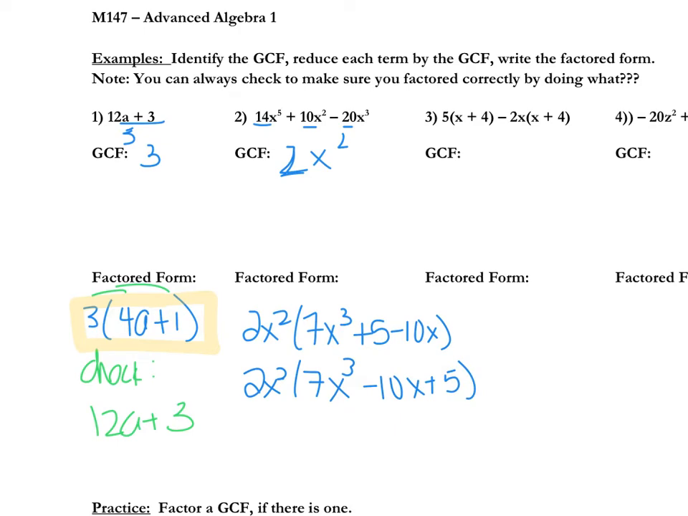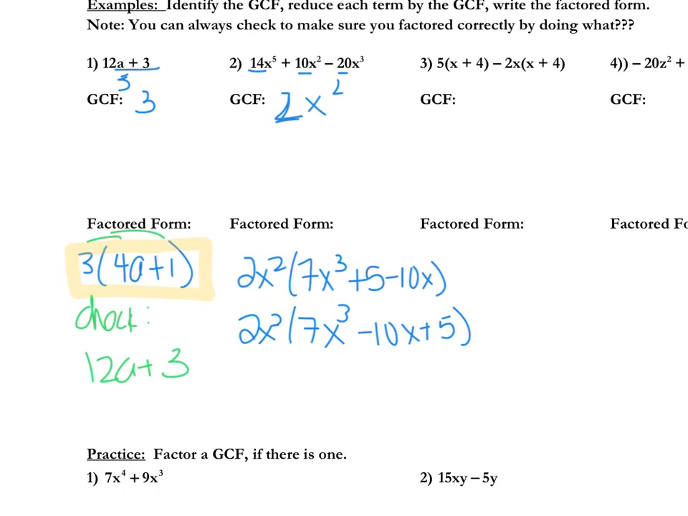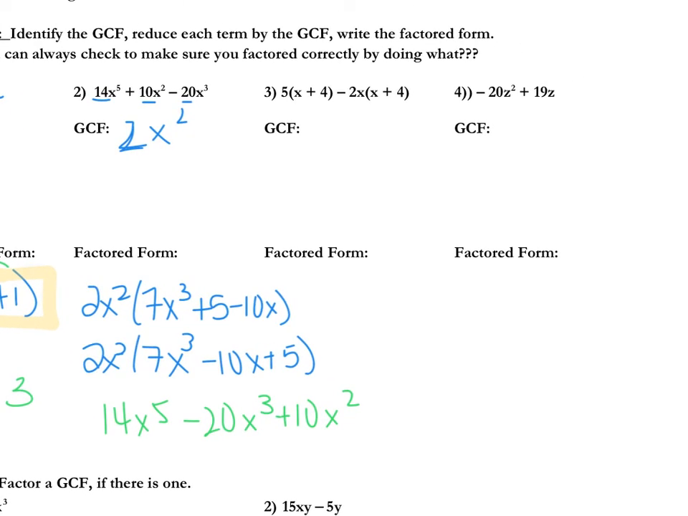And then we can check our work by distributing that back through. So 14x to the 5th minus 20x to the 3rd plus 10x squared. I did my work correctly. Okay. All right, let's do one more. So if we take a look at number 3, the GCF of the coefficients, there isn't one, but of the variables, it's x plus 4.